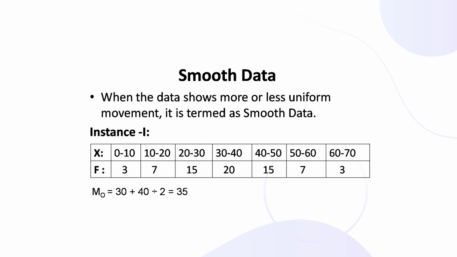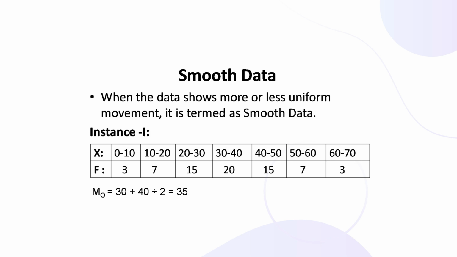Now quickly coming to another set of data. Some data, by observing, we can say is smooth data. What is the definition of smooth data? Smooth data means when the data shows more or less uniform movement, then it is termed as smooth data. Here you can see the data 3, 7, 15, 20, 15, 7, 3. From a practical point of view, there is no need to go to the grouping table, apply the analysis table, then apply the formula. Simply the mode can be calculated.